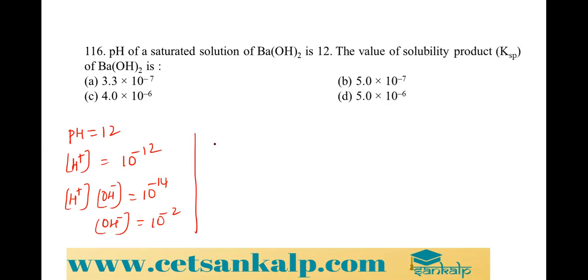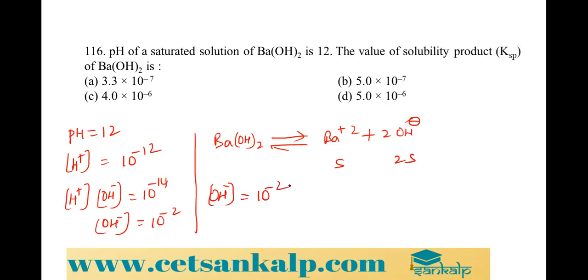Now let us see the equation: barium hydroxide ionizes to give barium ion plus 2 OH minus, right? So if this is S, then this will be 2S. Correct? So the OH minus ion concentration is equal to 10 to the power minus 2, that is, OH minus is 2S. 2S is equal to 10 to the power minus 2. So S is equal to 10 to the power minus 2 divided by 2.